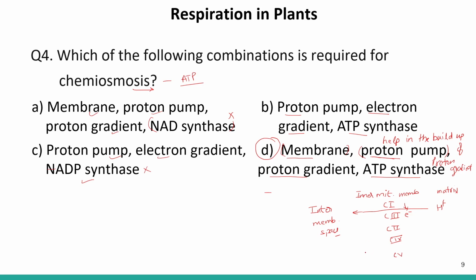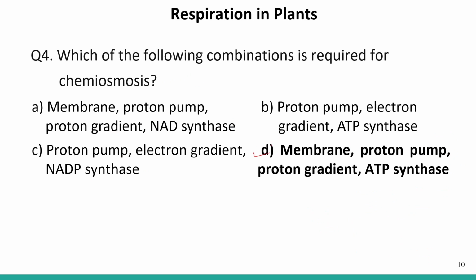Okay, and what happens? These protons get initially accumulated in the intermembrane space, and later on they flow back to the matrix. And what happens here? ATP is generated from ADP and inorganic phosphate. And how is ATP generated? With the help of ATP synthase, which is known as complex 5. So the correct option is option D. Membrane is also required because the proton gradient forms across the membrane.